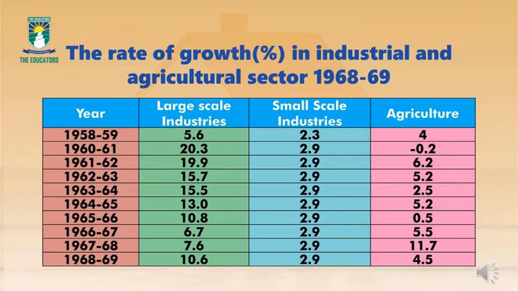This table is showing you the rate of growth percent in industrial and agricultural sector 1968 to 1969. During this period, large-scale industries flourished, while the rate of growth of small-scale industries remained either stagnant or below the desired growth. The agricultural sector continued to suffer fluctuations continuously.